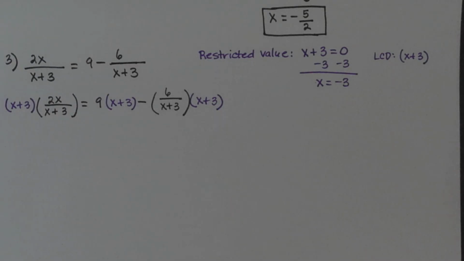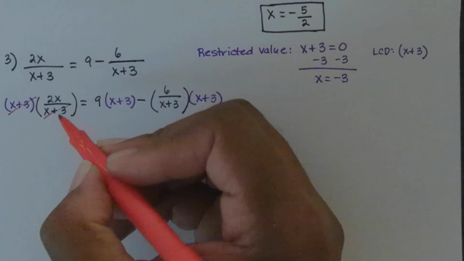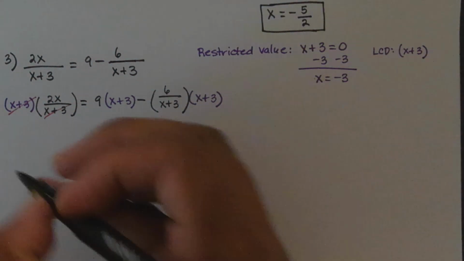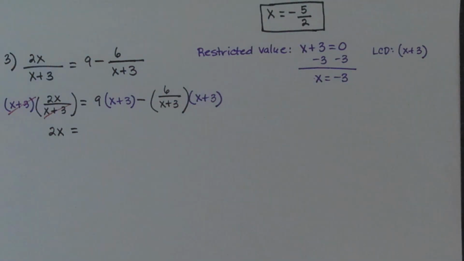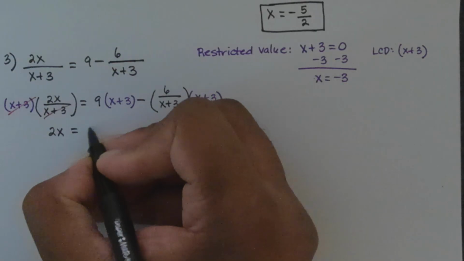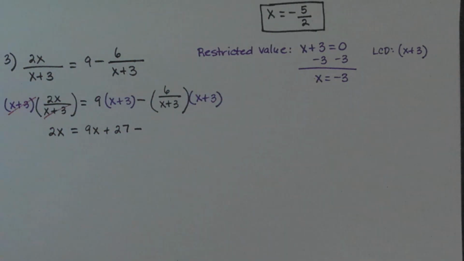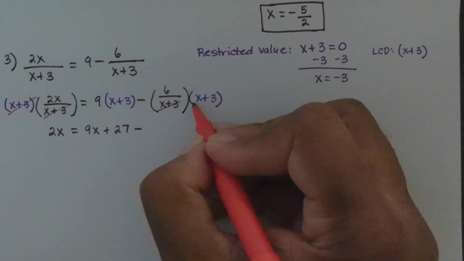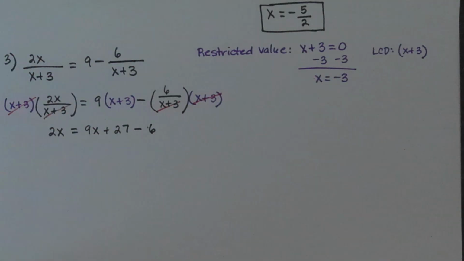All right, the next step would be to go ahead and simplify this. These x plus 3's divide out. We're left with 2x. And that's equal to, if I distribute the 9 over the x plus 3, I would get what? 9x plus 27. And then minus, the x plus 3's divide out on this as well. So we have minus 6. So we've got 2x is equal to 9x plus 27 minus 6.